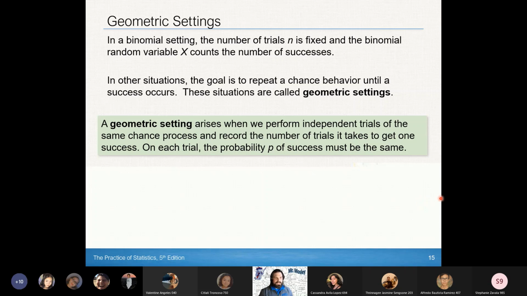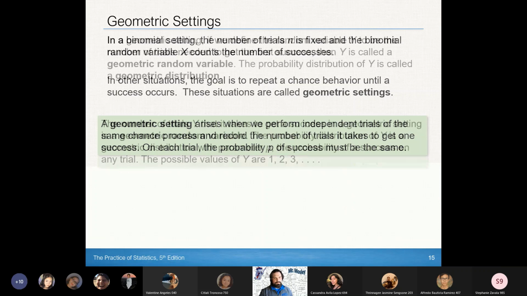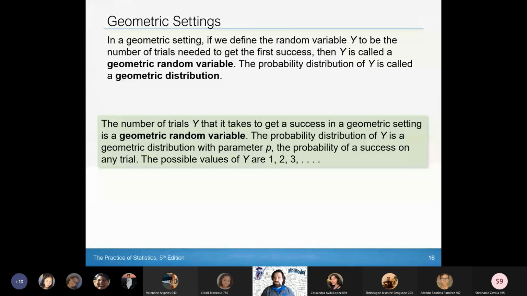See, we need a moment to write anything down from this slide. So in a geometric set, oops, sorry. Did Jamie go back? It's okay. Okay, sorry.